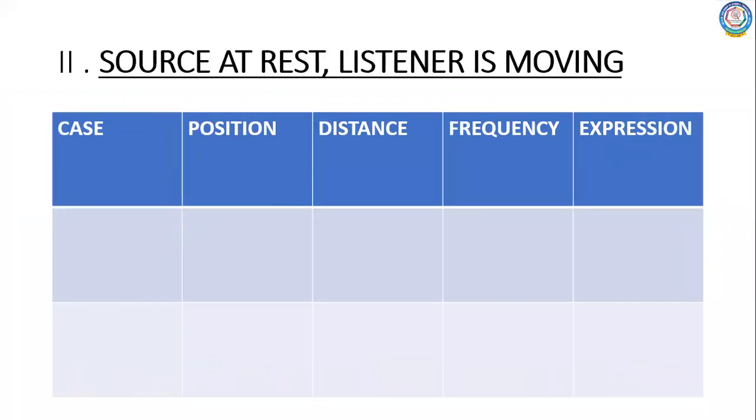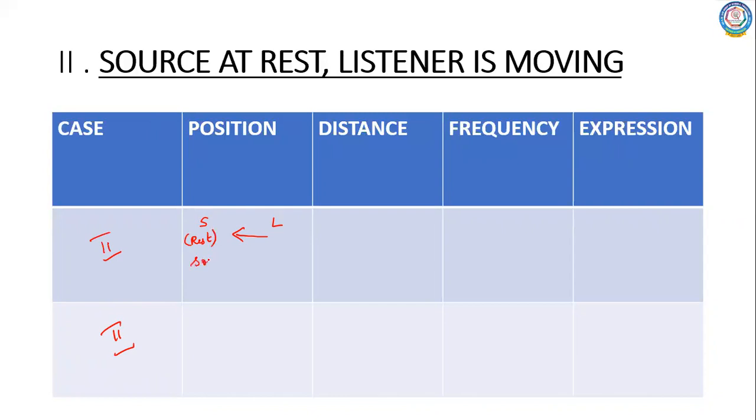The next case is source at rest, listener moving. Here also I can consider the general equation as in case 2, but the position will differ. First, the source is at rest. Now I can consider the listener to be moving towards the source. This is one case, with the source at rest.